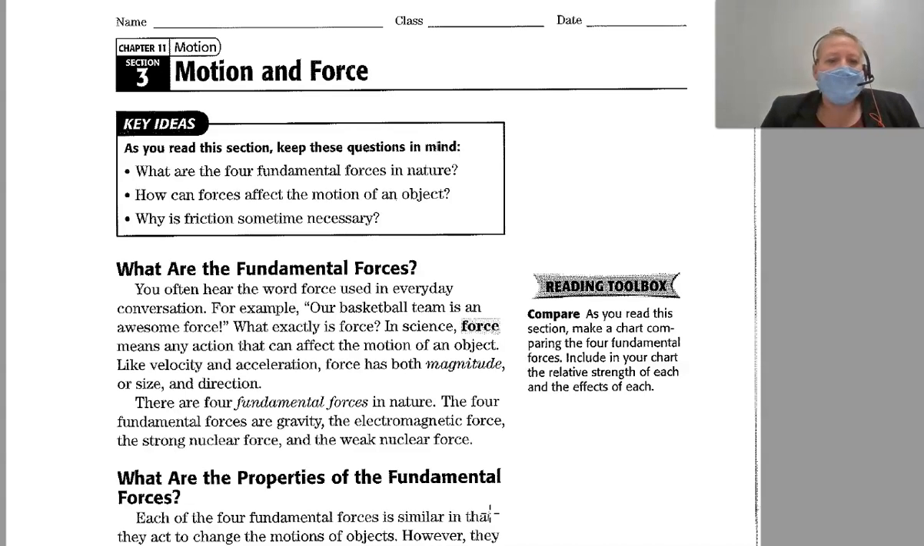Okay, so what are fundamental forces? Often you hear the word force used in everyday conversation. For example, our basketball team is an awesome force. What exactly is force? In science, force means any action that can affect the motion of an object, like velocity and acceleration. Force has both magnitude, or size, and direction. The four fundamental forces are gravity, the electromagnetic force, the strong nuclear force, and the weak nuclear force.